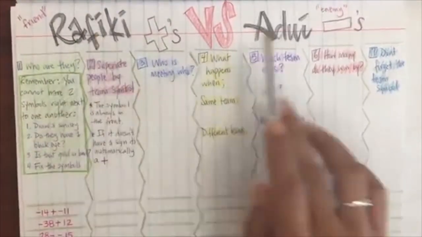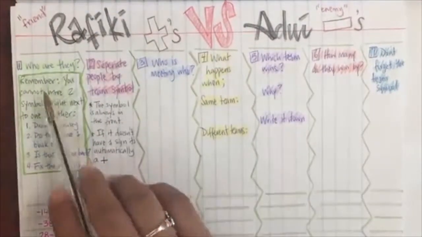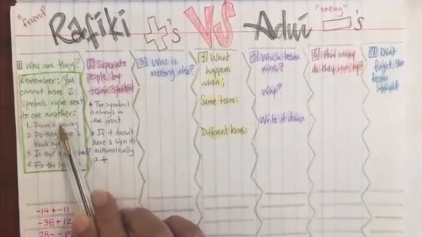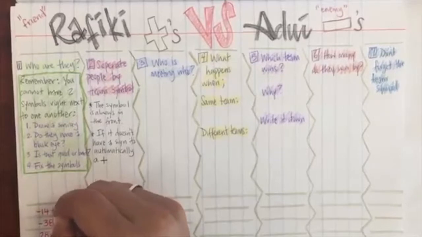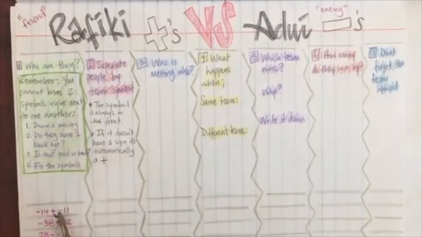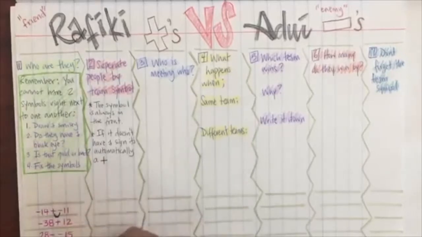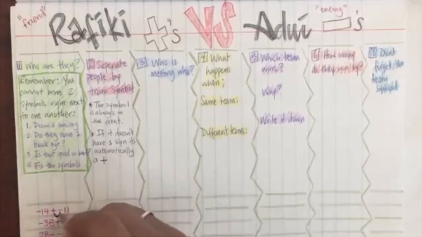Alright, so we're going to ask these questions. Who are they? Remember, you can't have 2 symbols right next to each other. So if you have 2 symbols right next to each other, like this first example, draw a smiley face. Now, a positive and a negative, is that a good thing? Does it have a bad eye? Yes, it does. If it has a black eye, is that good or bad? It's bad. So you need to fix that symbol.